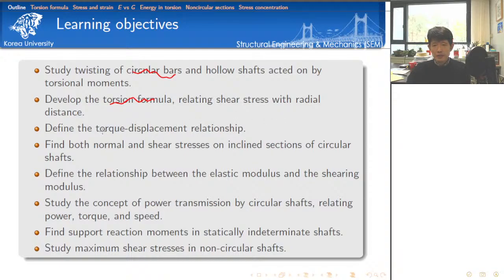Similar to the relation between the axial force and elongation that we discussed in the section for axial members, here we'd like to develop a formula for the torsional moment and the displacement. And then we'd like to find the stress development in these torsional problems, and also discuss the normal stress and shear stress developed by the torsional loading.